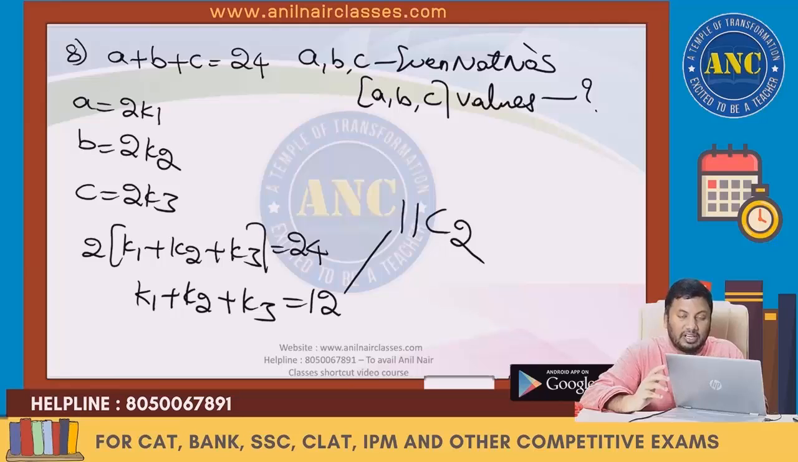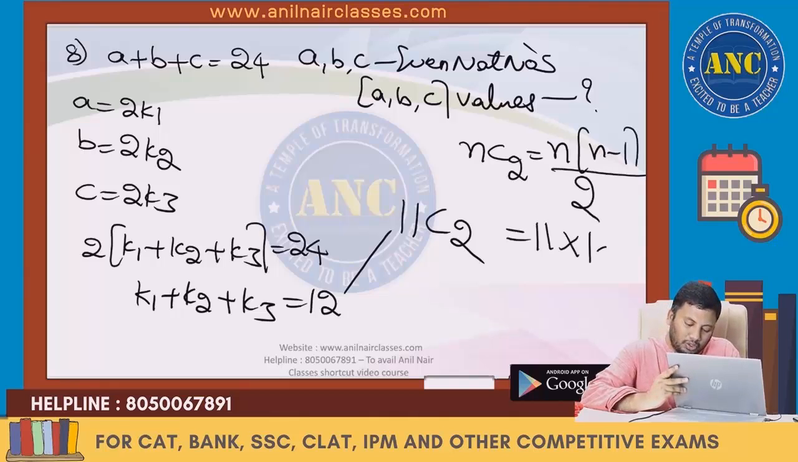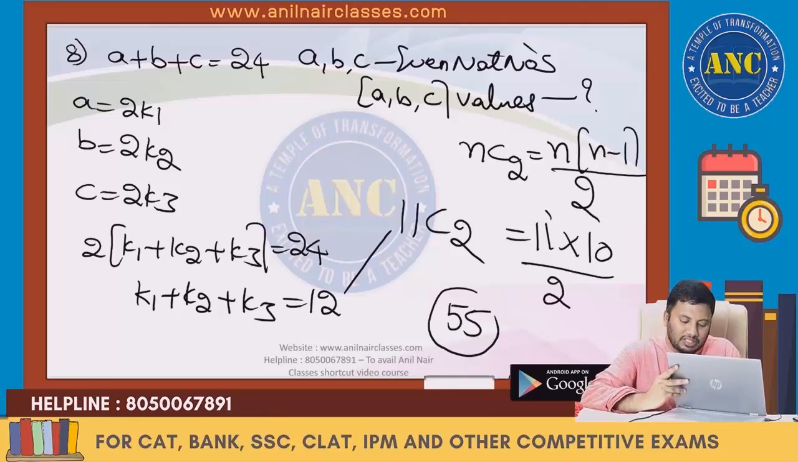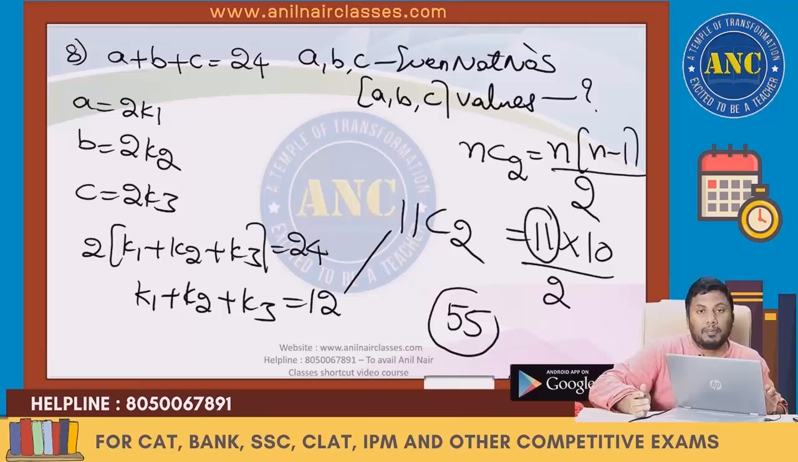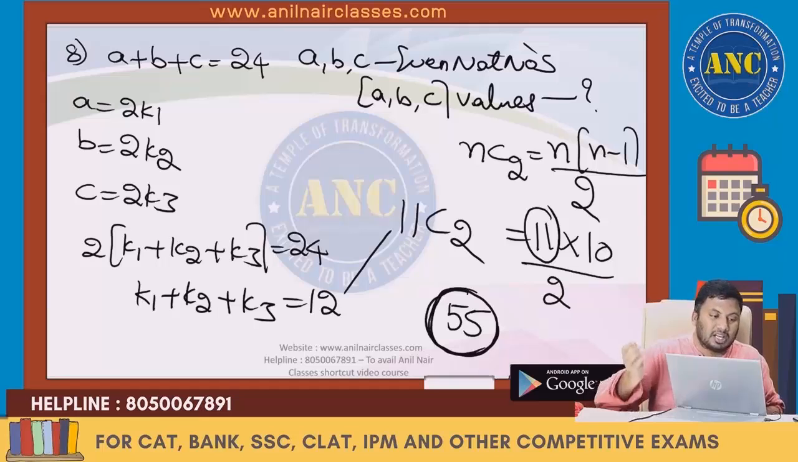What is important is not NC2 for me; like that it can be NC3, NC4, there can be any value. 11 into 10 by 2, so the answer is 55. Now if you see this 11, it is a prime number. It cannot be decomposed further. So the answer is divisible by 11. I hope this idea is clear to you.